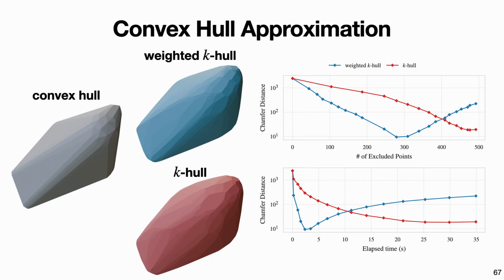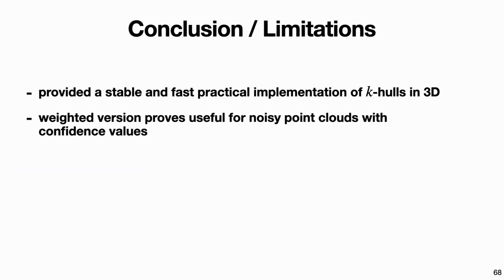We can also see this in the following plots. Looking at the upper plot, we can see that the weighted K-hull is able to approximate the convex hull better, while also keeping the total number of excluded points smaller, which is a very interesting fact, as it shows that using weights we can exclude fewer points and create better approximations. And this effect is also visible in the bottom plot, because computing the optimal weighted K-hull takes only about 2 seconds, but for the regular K-hull it takes a lot longer.